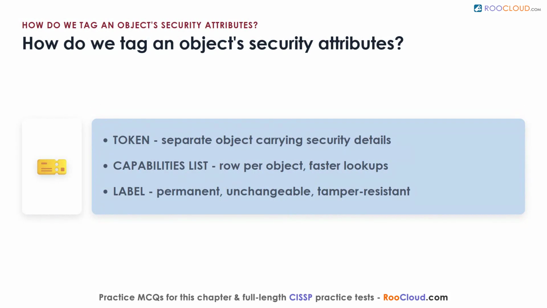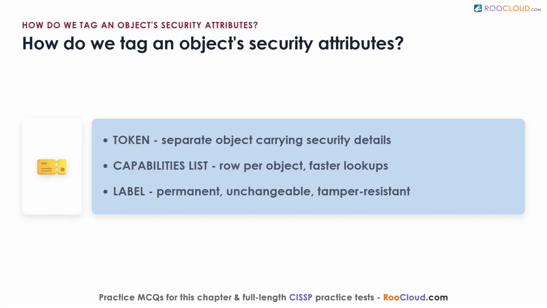There are 3 common ways to describe what protection an object needs. A security token is a small separate object that travels with a resource and carries its security details, announcing them before access is requested. A capabilities list instead keeps a row of security attributes for each object, and while it is less flexible than a token, it offers faster lookups. A security label is usually a permanent, unchangeable part of the object it is attached to, and that permanence is its strength, because it resists tampering in a way the other 2 cannot.